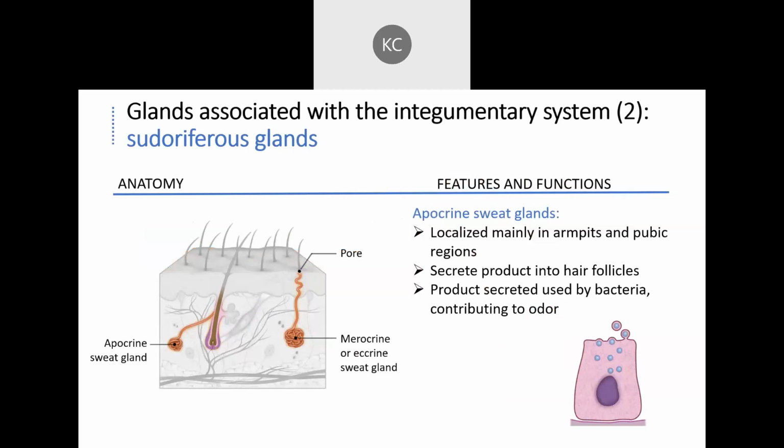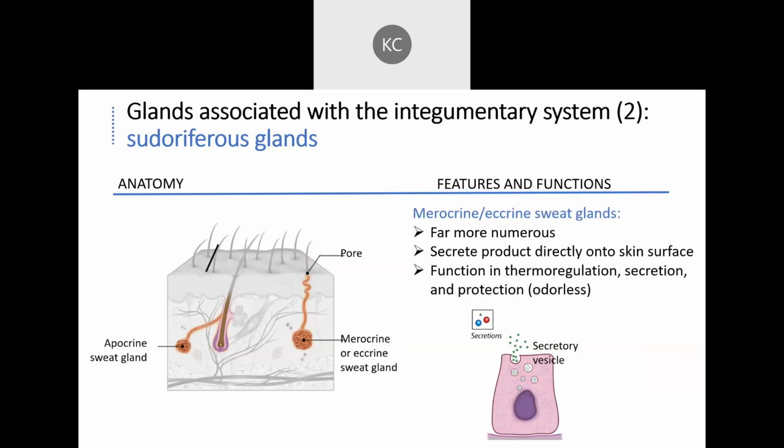And these are associated with the smell that we think of sweat having, right? And so it's not the sweat that is smelling that produces an odor, but it's the bacteria that feed on the sweat that then begin to produce the odor. Okay, and so this is why we associate the sweat in areas like the armpit, the axillary region, to be associated with bad smells.